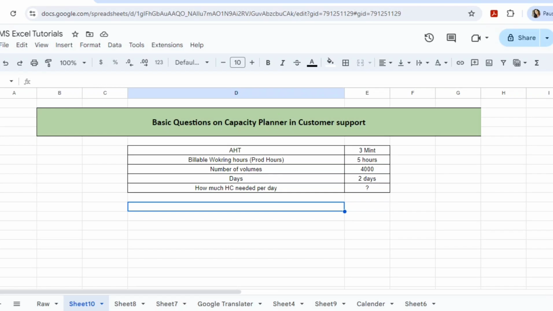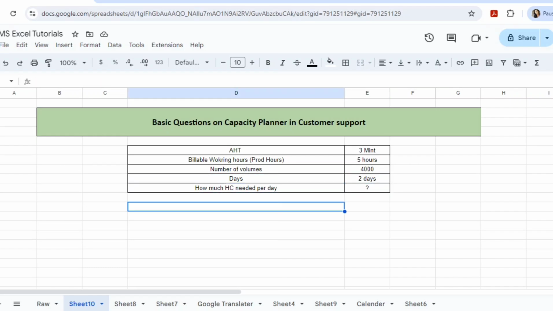So let's go with one question here. Suppose the interviewer asks: the AHT per call, email or chat, the AHT, which is average handling time, is 3 minutes. Consider that your shift is 9 hours, but the production hours are only 5 hours; the rest is for training and all. Few companies follow 8 hours of working and 1 hour for the break. To make it simple, I'm considering 5 hours, which means 300 minutes of production time. The number of volumes is 4000, and the client gave just 2 days to clear it out. Now, how much headcount do we need per day?